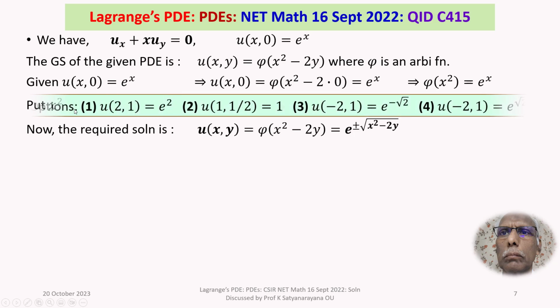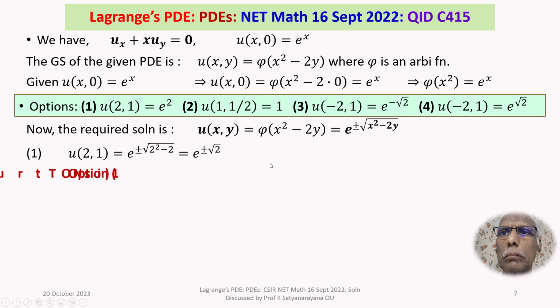Now let's look at our options. Option 1 is the value of u when x = 2, y = 1. So in this, put x = 2, y = 1, then you will get u(2, 1) = e^(plus or minus the square root of x^2 - 2y), that is 2^2 - 2 into 1, which is 2. So this is e to the power of plus or minus root 2. But it is given e^2. So they are not equal. Therefore, option 1 is not true.